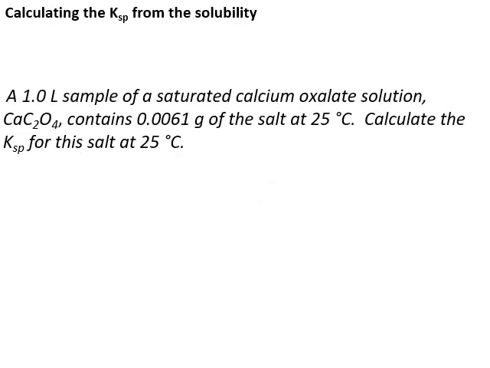Okay, so let's do the first part, calculating K from a known solubility or molarity or concentration. First of all, we're going back to calcium oxalate, which is easy to see because it is 1:1:1. We have a 1 liter sample of a saturated oxalate solution, and it has 0.0061 grams of calcium oxalate in 1 liter. That doesn't really help us find the Ksp because we need the molarity. So we have to find the molar mass for calcium oxalate, and then figure out how many moles that calcium oxalate amount would translate to.